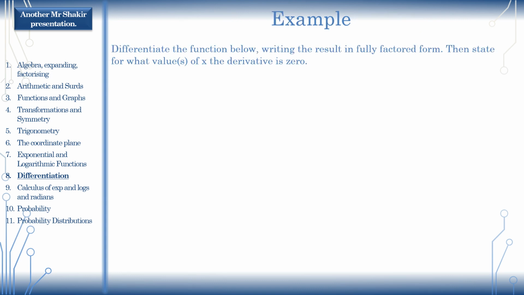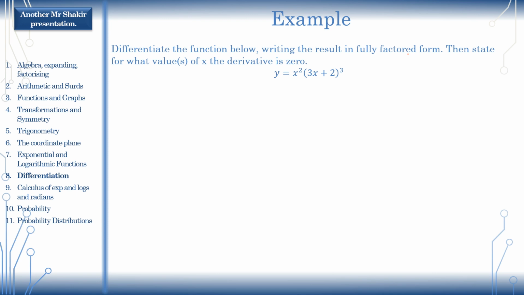Okay, another example. Differentiate the function below, writing the result in fully factored form. So the question is asking you to write the result in fully factored form, and then state for what values of x the derivative is 0. And that's why they're asking you to factorize it. Because to use the null factor theorem, you need to have it factored. And I guess when we do the question, you'll see why.